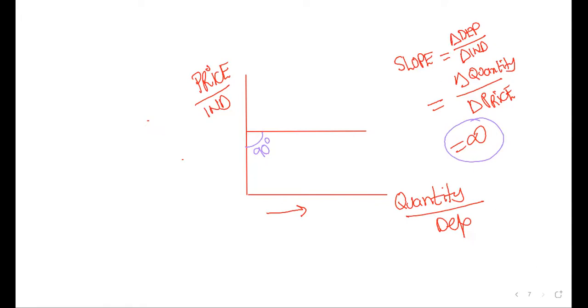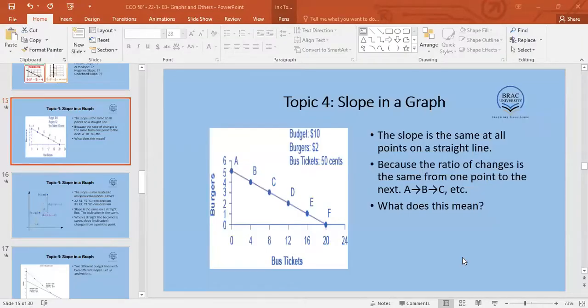So let me turn this off. Okay, the thing I wanted to do, I think you probably know what this means. The slope on a straight line is the same as we move from one point to another. Is there anybody in the class who has forgotten this? The slope is the same at all points on a straight line as we move from A to B, B to C, C to D, D to E, E to F. Has anyone forgotten this?